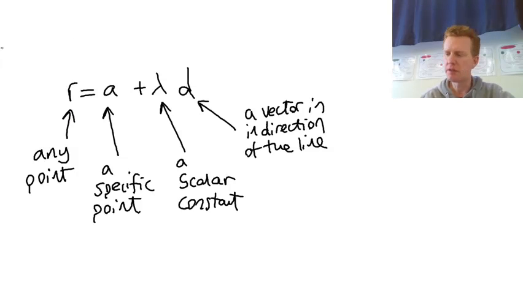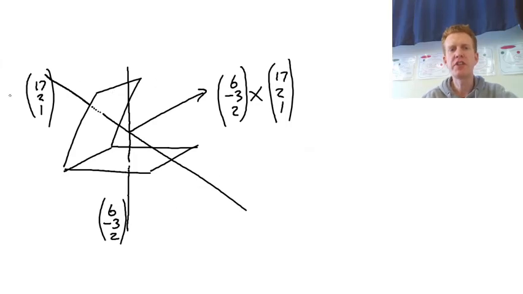What we're going to do now is find, in the form r equals a plus lambda d, the line of intersection. In order to do that, I need to remind myself about this form. r is any point (x, y, z) on the line. a is a specific point on the line. Lambda is just some number that enables you to move up and down the line. And d is a vector in the direction of the line. So in this case, I want to know the direction of this line of intersection, and I do that using the vector product.